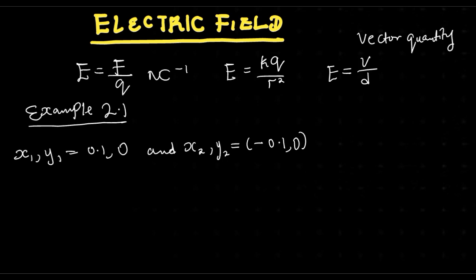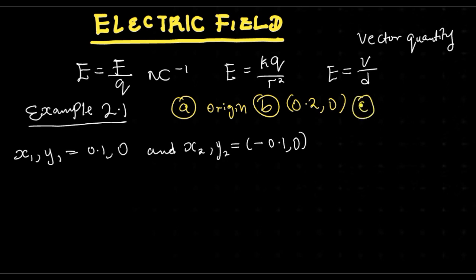Find the magnitude and direction of the electric field intensity at the following points. Listen very carefully. Find it at A, at the origin. So we should find the magnitude and direction of the electric field intensity, A, at the origin. B, at 0.2, 0. C, at 0.1, 0.15, and D. We have to solve everything right now.